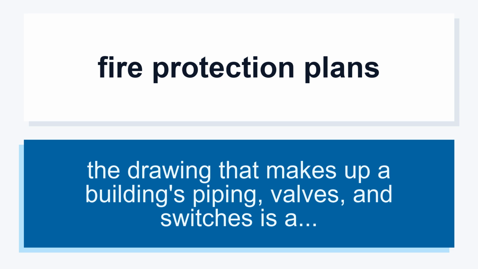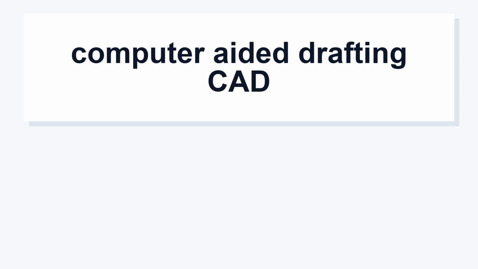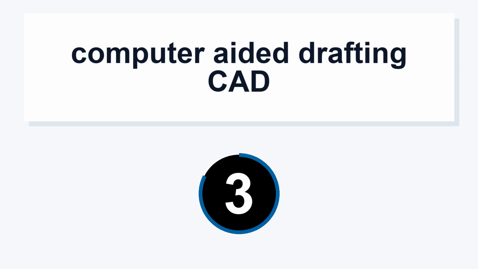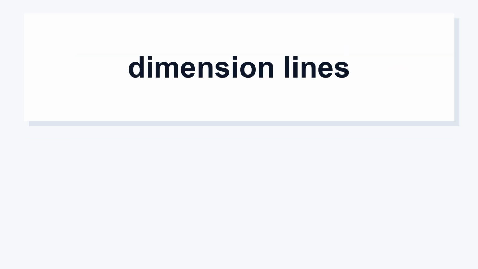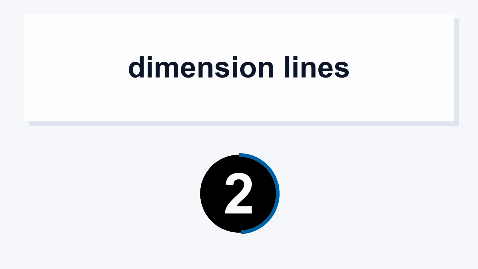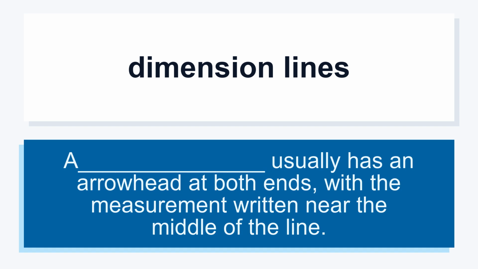Fire protection plans. The drawing that makes up a building's piping, valves, and switches is a fire protection plan. Computer-aided drafting, CAD. The making of a set of construction drawings with the aid of a computer. Dimension lines. A dimension line usually has an arrowhead at both ends, with the measurement written near the middle of the line. Engineer.